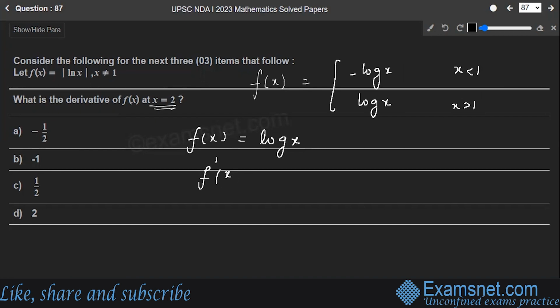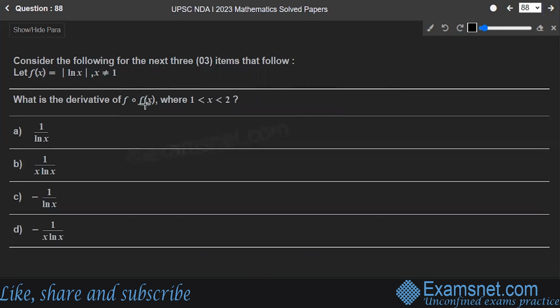So first derivative will be 1 by x. F dash 2 will be equal to 1 by 2. That's our answer. 1 by 2 is option C. Right? Next is question number 88. Same statement. What is the derivative of f of fx where x lies between 1 and 2?